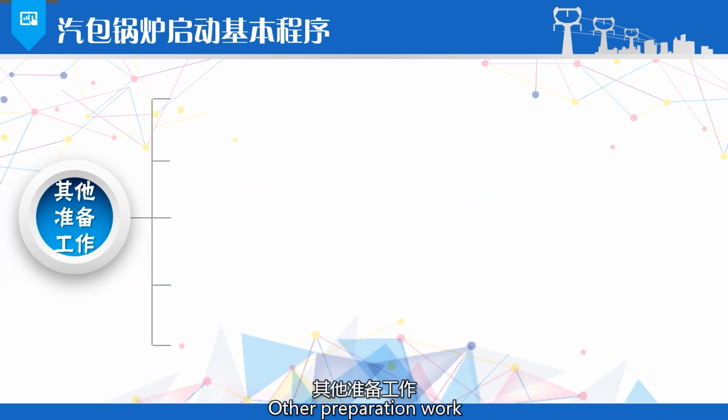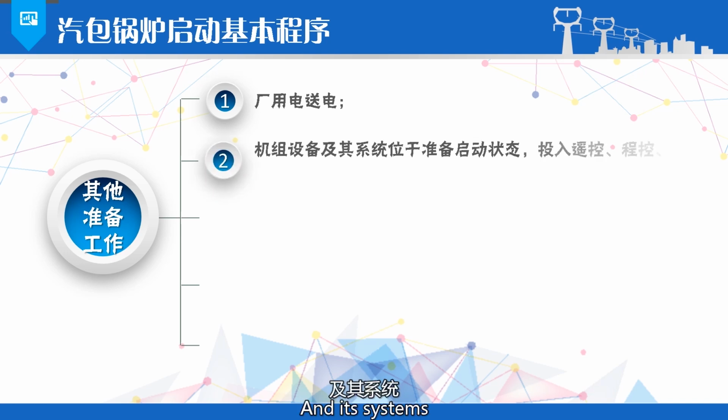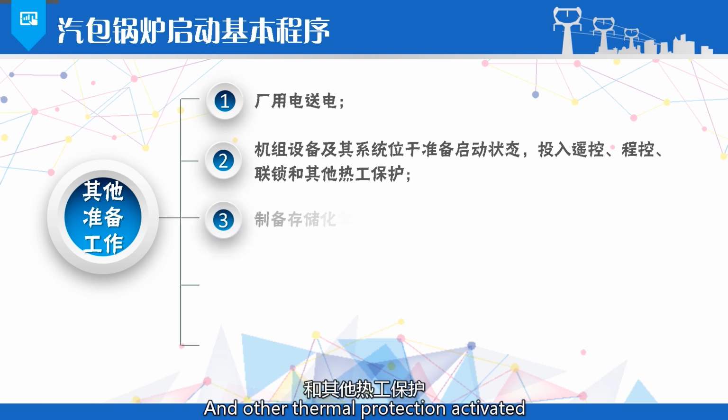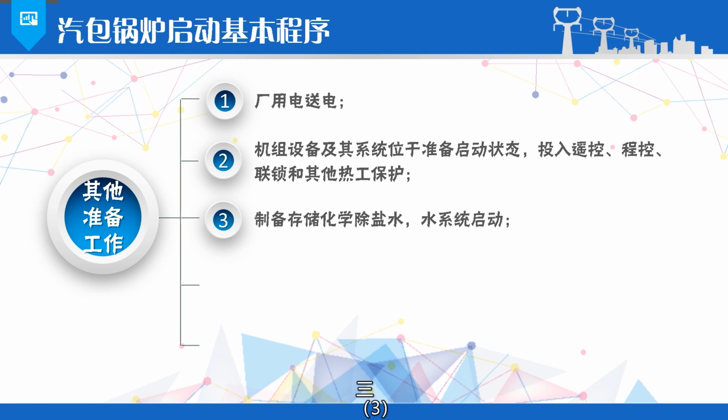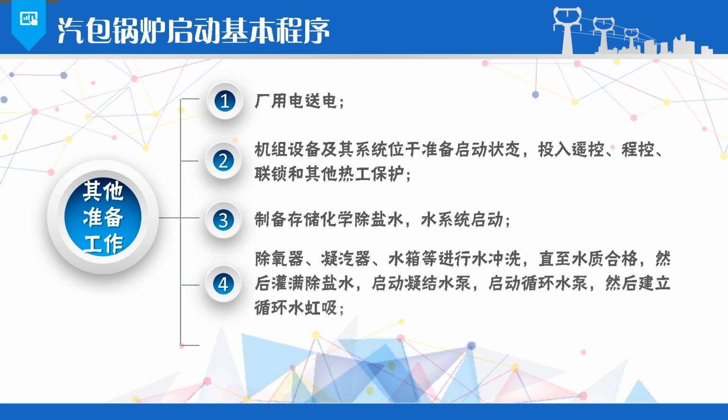Other preparation work includes: 1. Power supply to the plant. 2. Unit equipment and its systems are in a state ready for startup, with remote control, program control, interlocking, and other thermal protection activated. 3. Preparation and storage of chemical demineralized water system startup. 4.